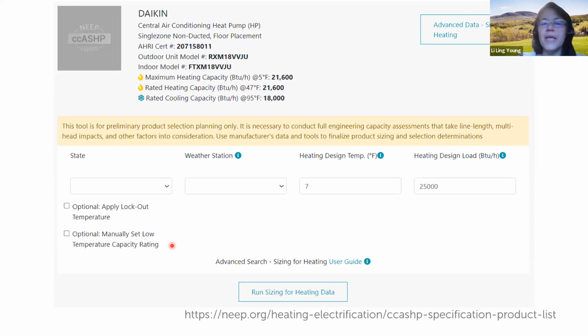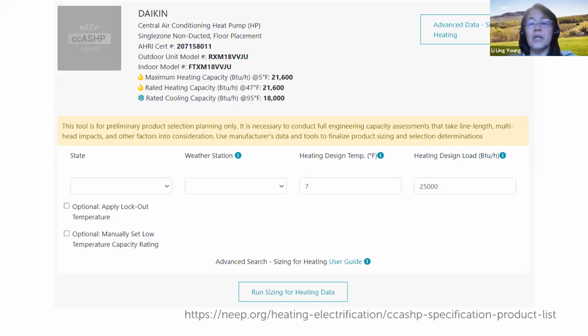And then you put in your heating design load at your design temperature. For the most part, I'm assuming that people are designing to meet the entire load all season long with a heat pump. In that case, your heating design temperature is those numbers out of ASHRAE that I showed on the first slide. And then your heating design load is the calculated load at that design temperature, and it should be just for the space that that heat pump is serving.